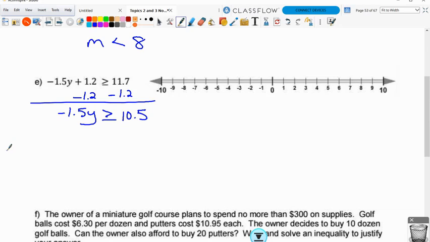Now we need to get the value of 1y. Right now it's being multiplied by negative 1 5/10. So we're going to go ahead and divide by negative 1 5/10 on both sides. On the left, negative 1.5 y divided by negative 1.5, a negative divided by a negative, is going to be a positive 1y, which is what we want. On the right, 10.5 divided by negative 1.5, punch that into your calculator. That would give you negative 7. And we just divided by a negative number, which is going to reverse the inequality symbol. So y is going to be less than or equal to negative 7.